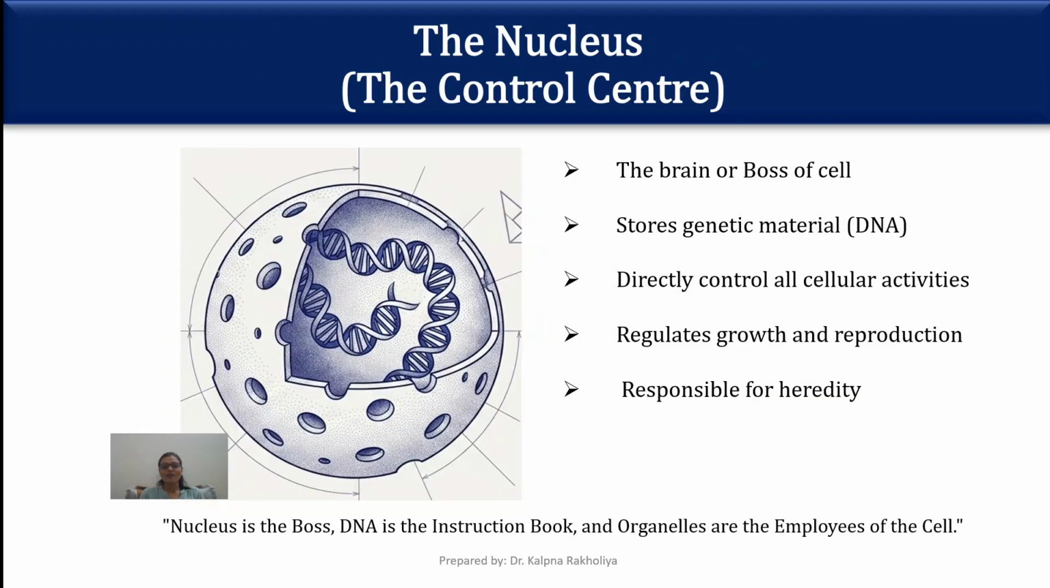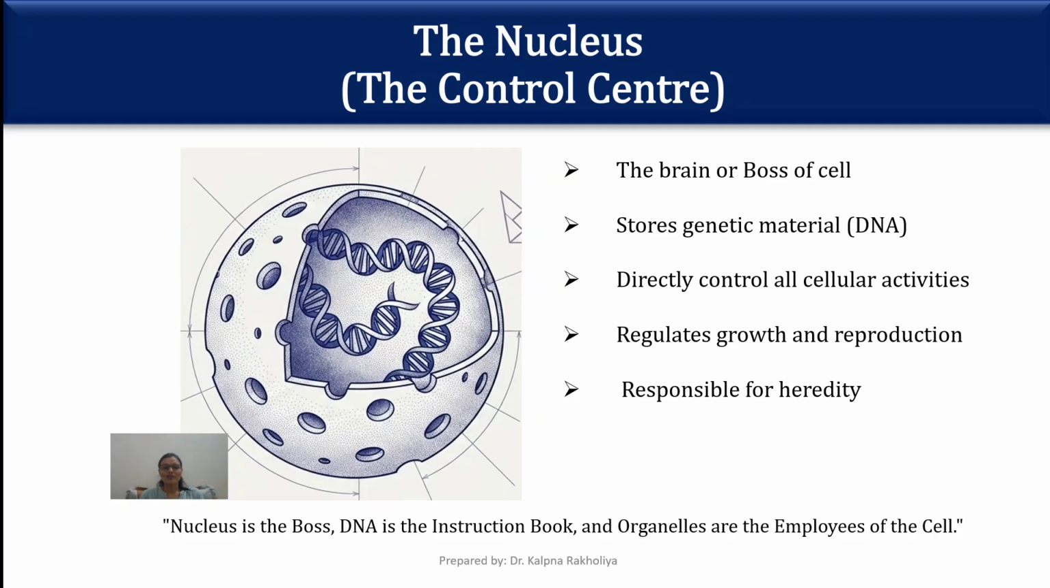Let's start with the first organelle present in the cell, and that is the nucleus. The nucleus is called the control center. Why is it called the control center? It performs all the tasks; it is the commanding center for the organelles. So we can say it is the brain or boss of the cell. It stores the genetic material like DNA. It directs all the cellular activities. It regulates growth and reproduction, as well as being responsible for heredity. It means it passes genes from one generation to another.